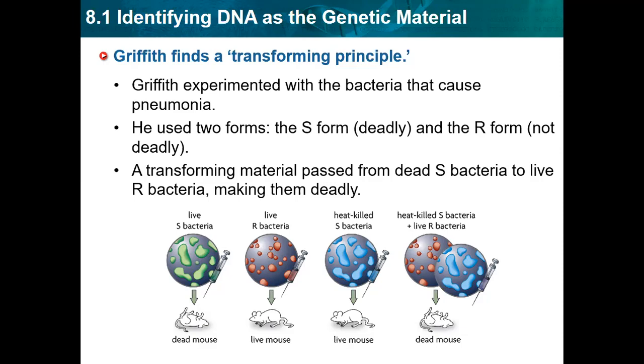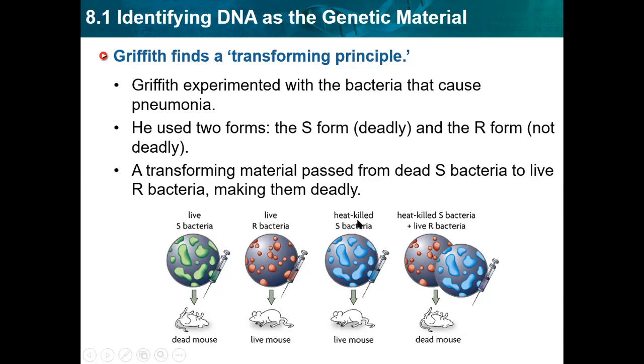So what did he do with these two forms? A transforming material passed from the S bacteria to live R bacteria, making them deadly too. Take a look at the pictures here. The live S bacteria is given to this mouse, and the mouse was found dead. The live R bacteria, which is not deadly, was given to this mouse, and the mouse did not die.